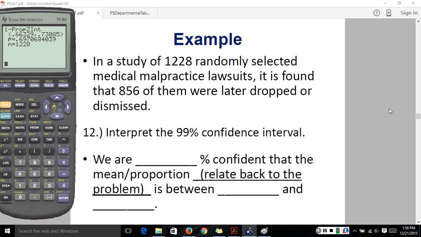Again, we are 99% confident, because 99% is the confidence level, that the proportion, because we're finding a proportion confidence interval, of dropped or dismissed medical malpractice lawsuits, which relates the interpretation back to the problem and puts it in context, is between the lower number 0.6633 and the upper number 0.7309.